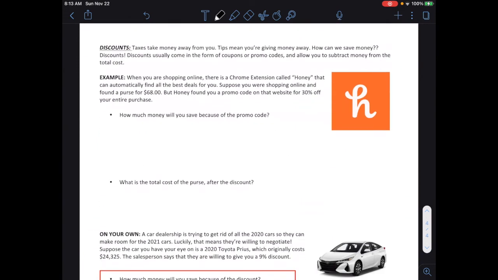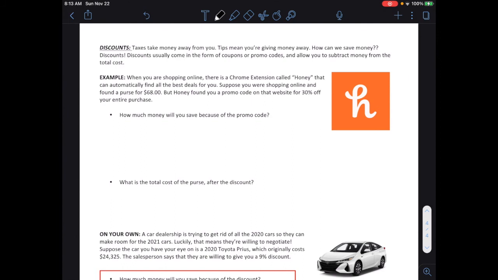All right, the last thing we want to talk about are discounts. And discounts are different than taxes and tip because discounts make the cost of what you're buying go down. So the only difference here is going to be what we do at the very end. Instead of adding to our price, we're going to subtract from our price. But everything else is going to be the same.